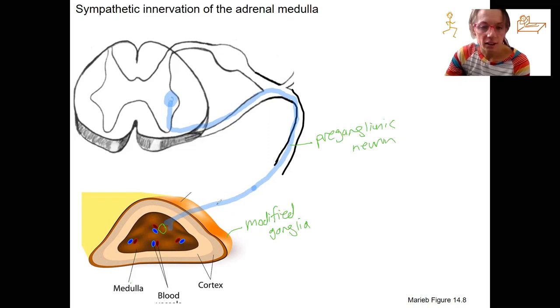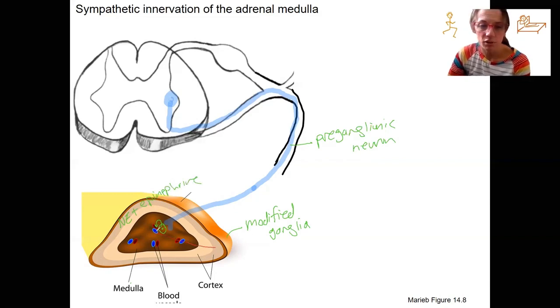So this is our cell inside the adrenal medulla. This cell, am I going to draw an axon for it? No, it's not nervous tissue. It is a gland. So it is going to release by exocytosis. It's going to release into the bloodstream what? Norepinephrine and epinephrine. These two chemical messengers you already know something about, right?